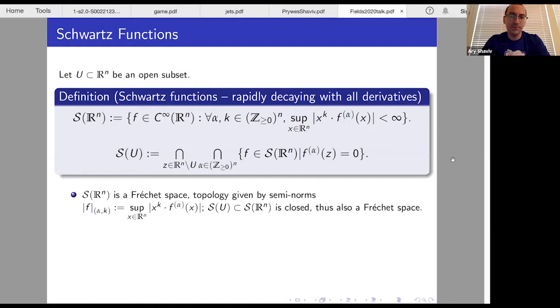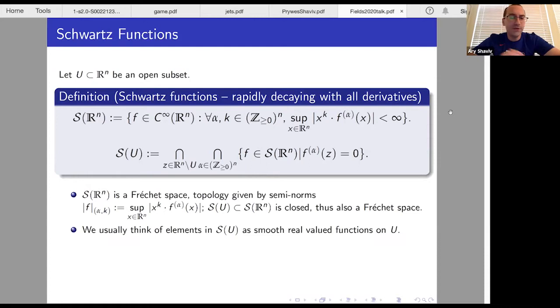So let's say some easy remarks. First, the Schwartz space of Rn is a Frechet space. There you have the topology. It's just the semi-norms given by these supremums. So we have countably many semi-norms, and these define the topology. And S of U, the Schwartz space of U, is a closed subspace, and so also a Frechet space.